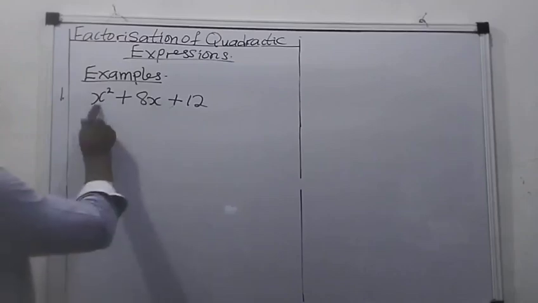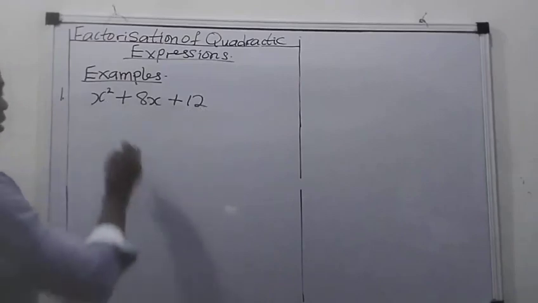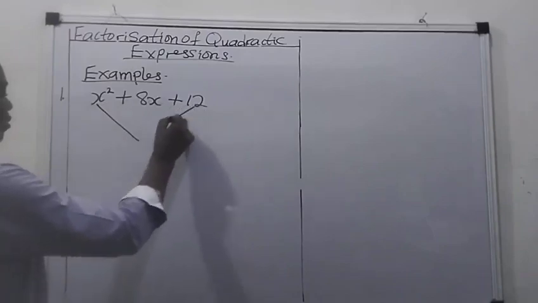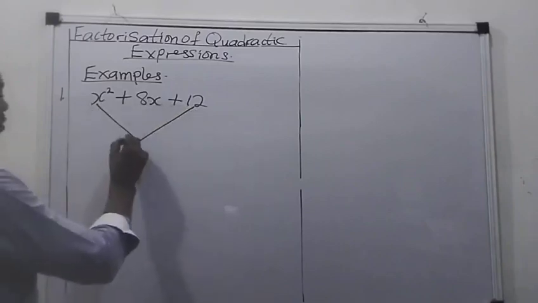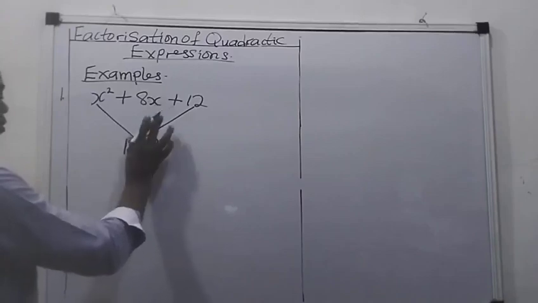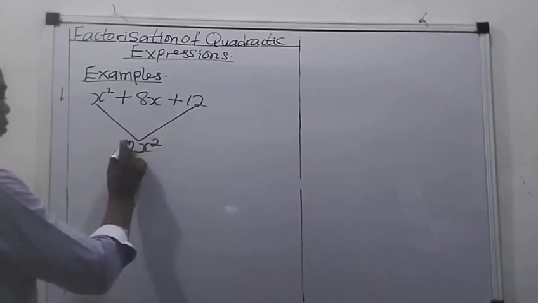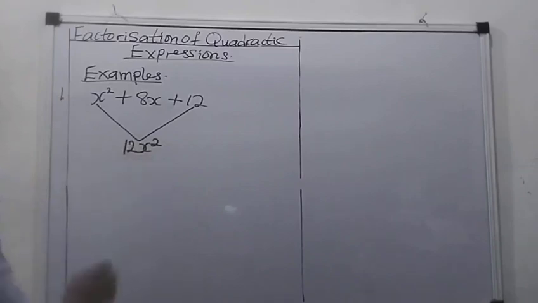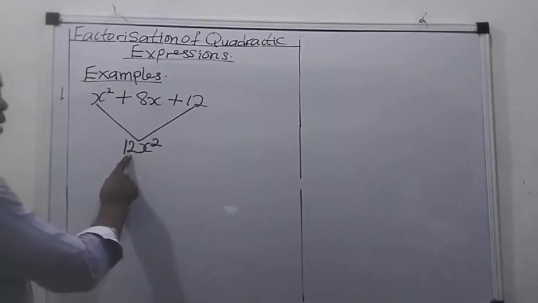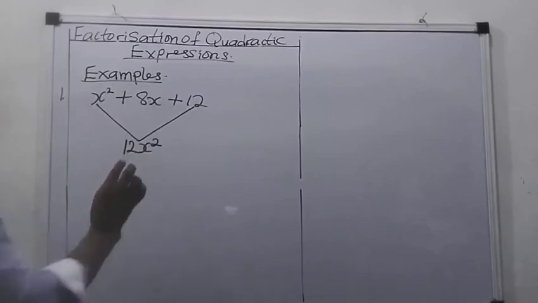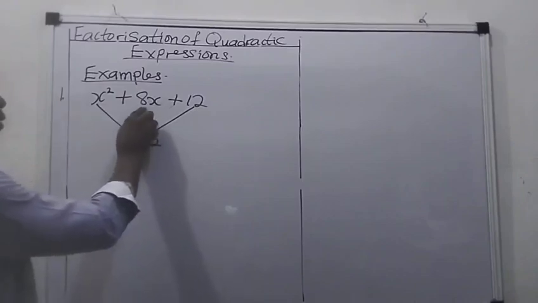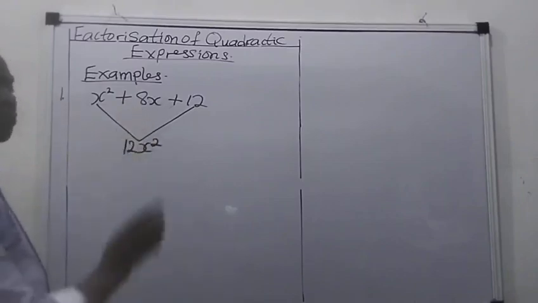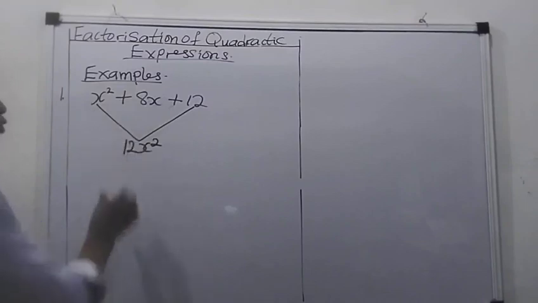So we are going to bring this and this together. We multiply the first term by the last one, the constant. So I will draw a line to show that I'm multiplying this by this. 12 times x squared will give us 12x squared, okay? From here, we will look for two factors of 12, so that if we pick those two factors and add them, it will give us the middle number, which is 8x, okay? And if we multiply them, it will give us this 12x squared.